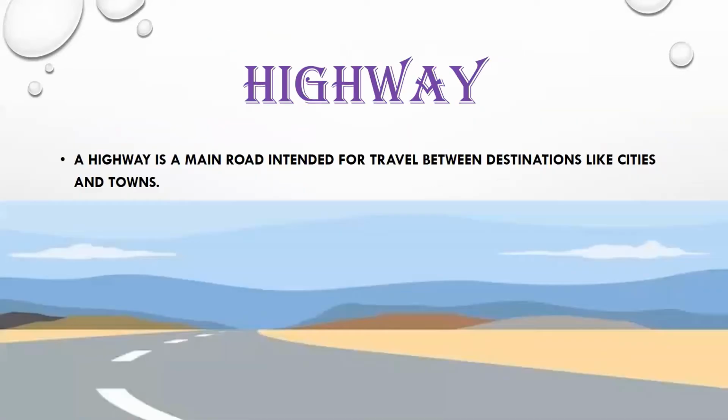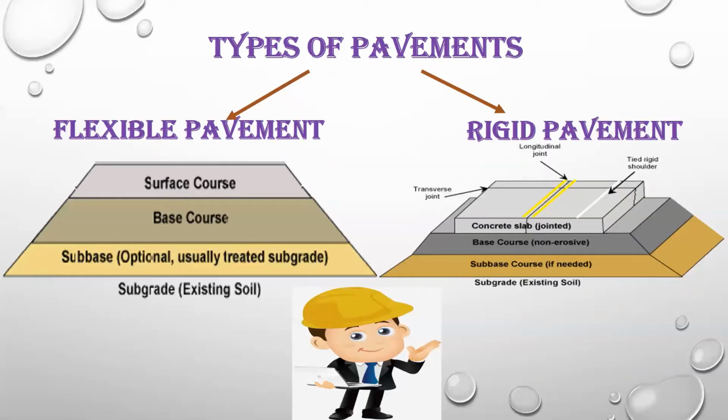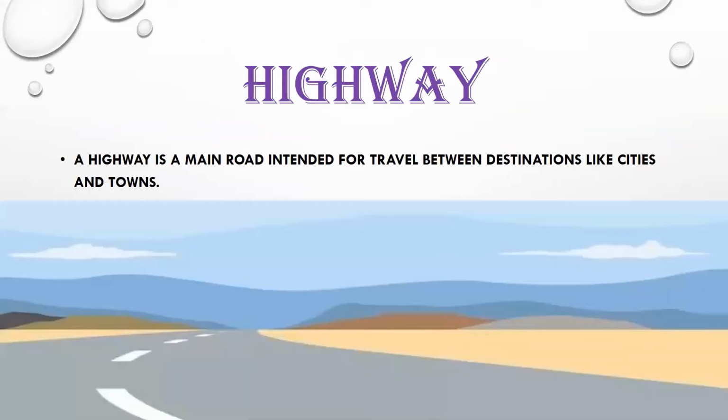I am now moving towards the next slide, and you can see I have used some cartoons to make my presentation attractive and gain the audience's attention. Now, a highway. A highway is a main road intended for travel between destinations like cities and towns. One thing you can do when making your presentation is use GIF pictures, and you can even put a car over here that can move. You can make an animation in PowerPoint yourself as well.